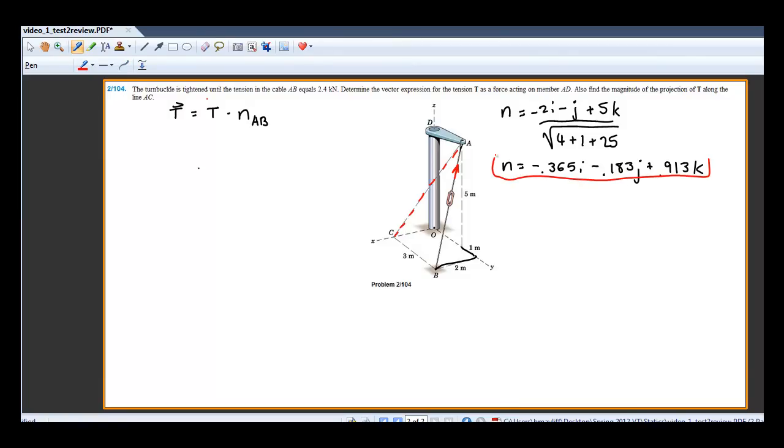To get the tension in terms of i, j, and k, we simply have the tension equal to 2.4 times negative 0.365i minus 0.183j plus 0.913k.